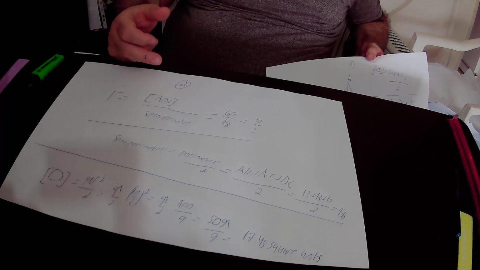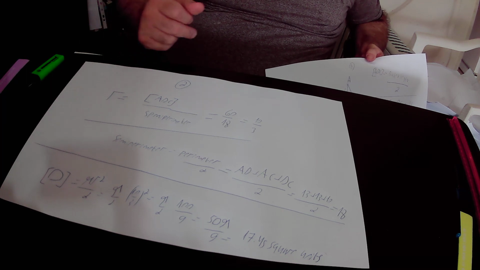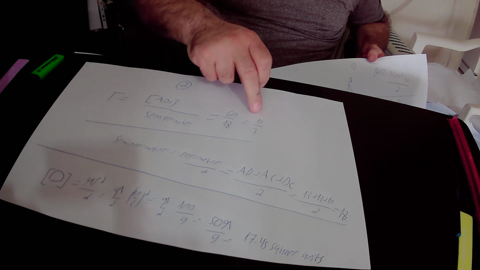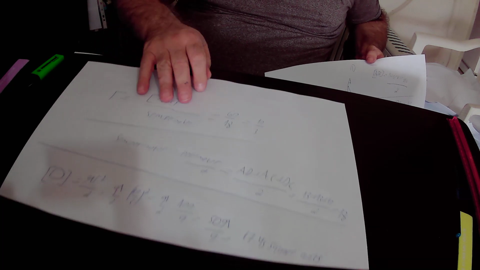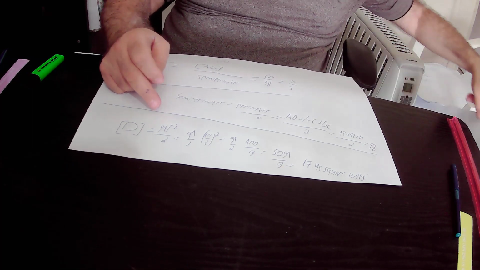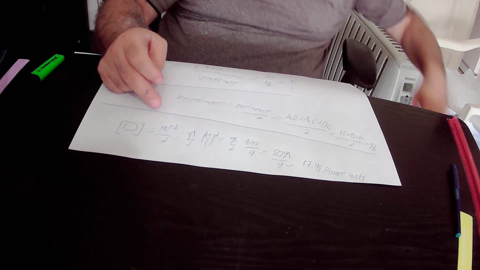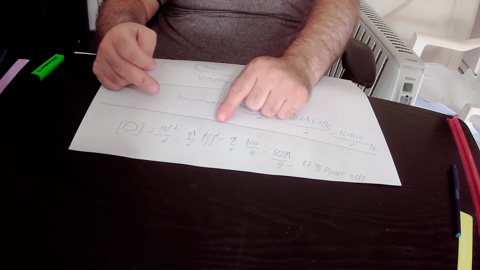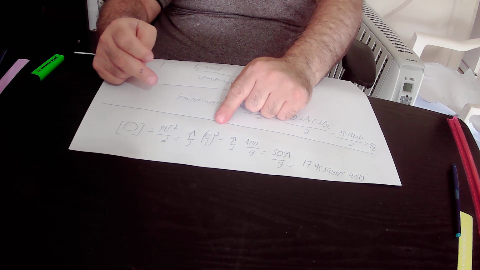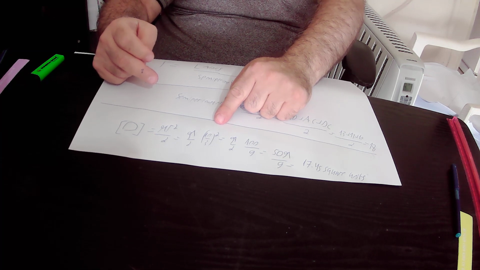Therefore, the radius of the circle is also the radius of the semicircle. So the radius of the semicircle is also equal to 10 over 3, and the area of the semicircle is equal to pi r squared over 2, and r equals 10 over 3. So it is pi over 2, and r squared is 10 over 3 squared.